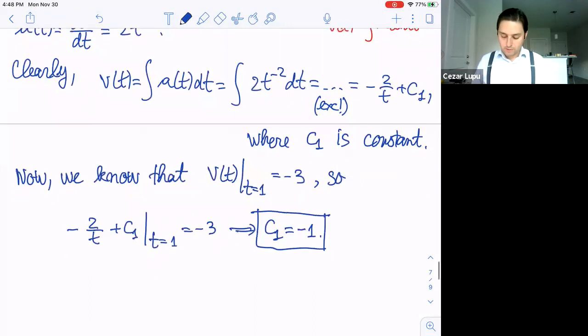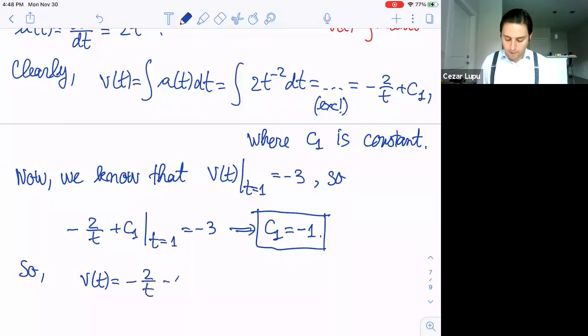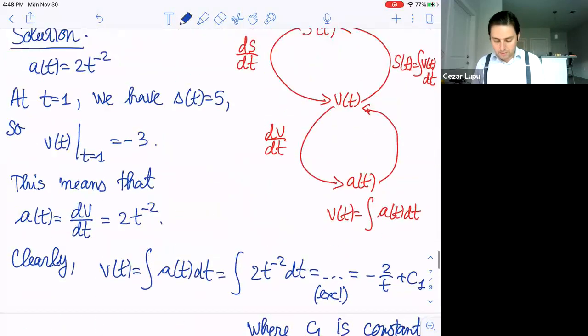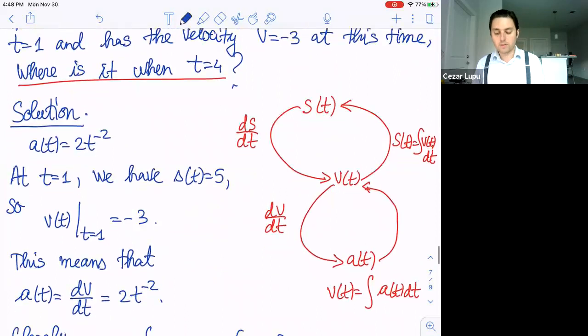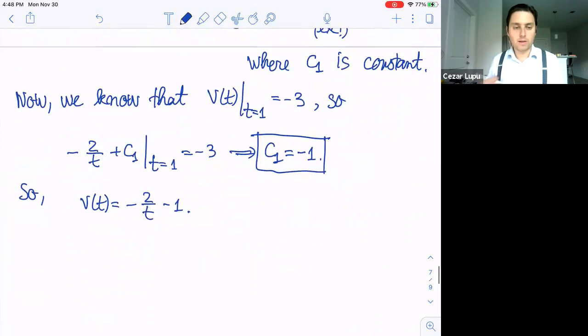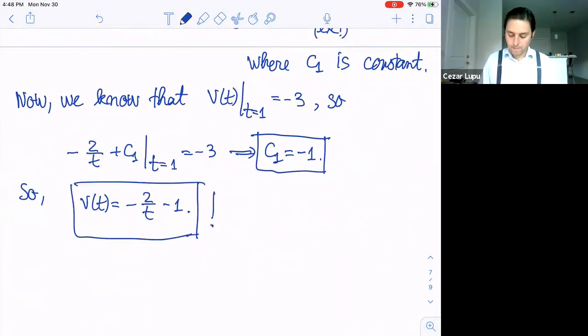That's great. So this will give us that v of t, the velocity function, is -2 over t minus 1. So that's what we obtain. All right, that's great. But at this time, we're interested in the position. At this point, we know the velocity. This is important.